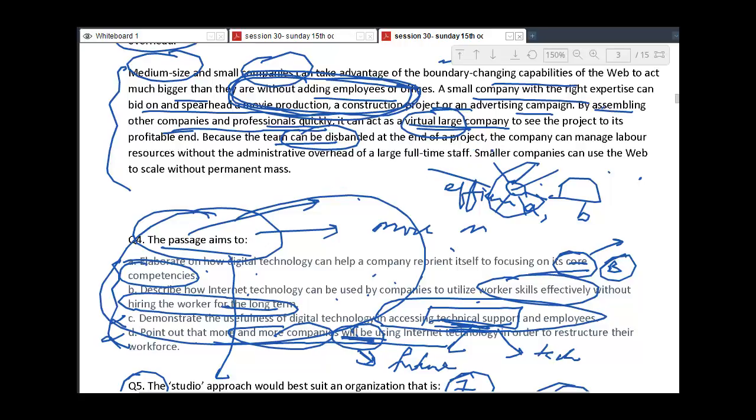Look at the last sentence. Smaller companies can use the web to scale without permanent mass. That means it is temporarily happening. It is virtual, it is not technically and realistically becoming a big company. Yes, correct. Virtual basically means it's not happening in reality, but it is happening just.